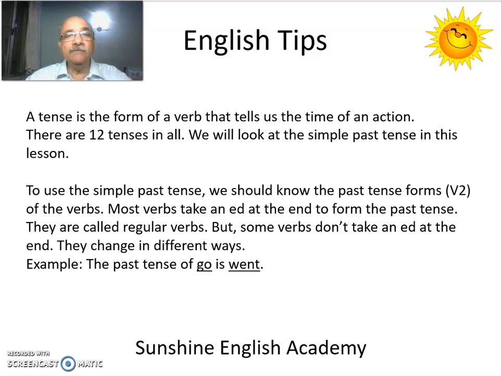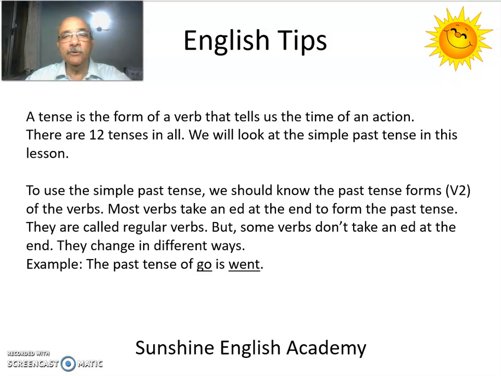There are 12 tenses in all. In this lesson, we will look at only the simple past tense. To use the simple past tense, we should know the past tense forms, that is the V2 forms of all the verbs. Most verbs take an ed at the end. So if we have a word like walk and we want to make it past tense, we can simply add ed and it'll become walked, which is past tense.